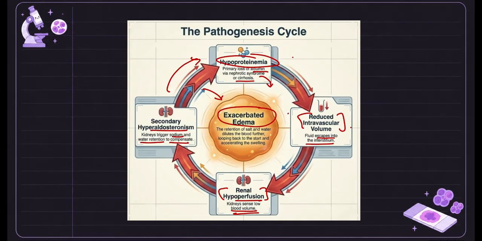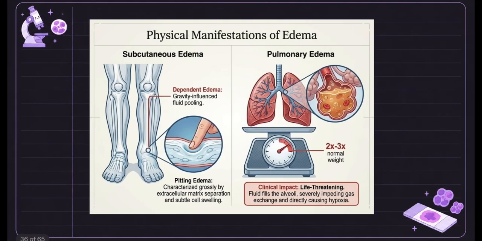This escaped fluid physically manifests in very different ways, depending entirely on where it lands. Subcutaneous edema pools directly under the skin. It's heavily influenced by gravity. This is why it's perfectly termed dependent edema. If you're standing, you'll see it pooling in your lower legs.